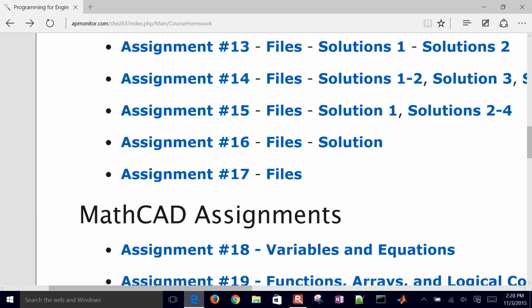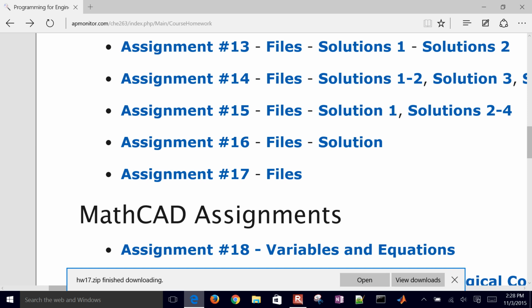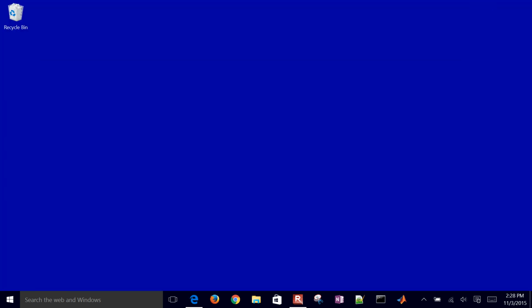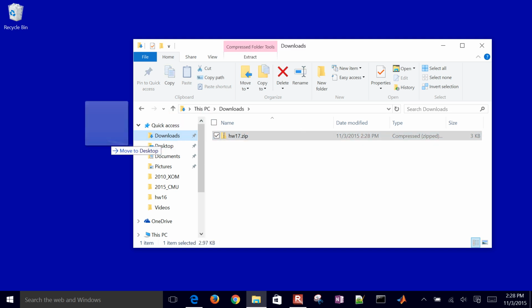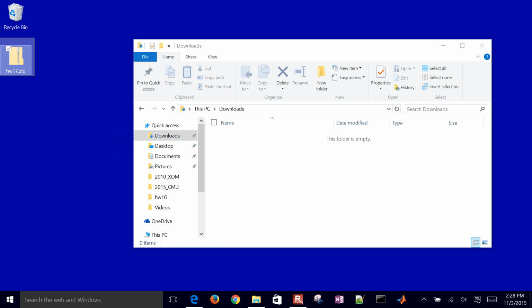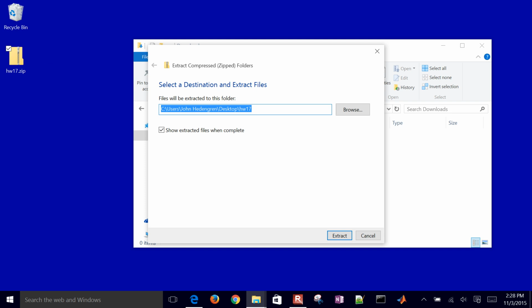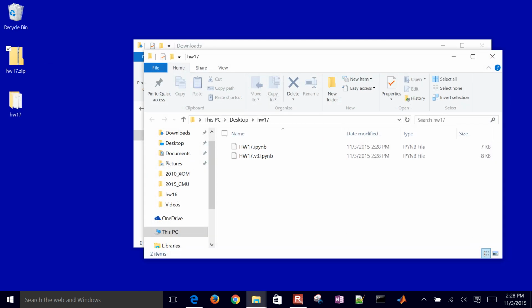You can see a PDF version of it here, or if you just want to download the files, you can get the IPython notebook. Okay, so I'm going to open that up. I downloaded it. It came to my downloads folder. I'm going to go ahead and extract it. Right click, extract all, and extract it here to the desktop.